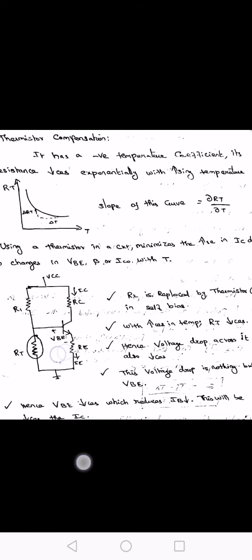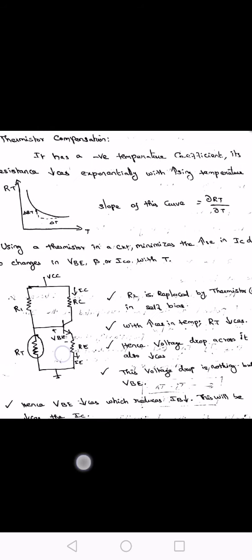So here VRT is nothing but the voltage across the base terminal, that is VBE. So if VBE voltage reduces, what happens? Already we know if VBE reduces, it automatically reduces the base current. By the way, the collector current is also reduced. Right? So this is the concept of thermistor compensation technique.